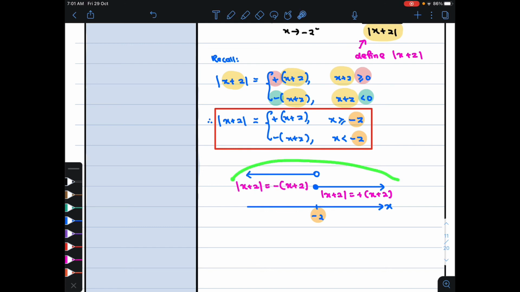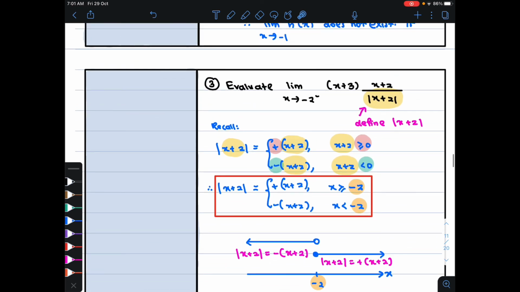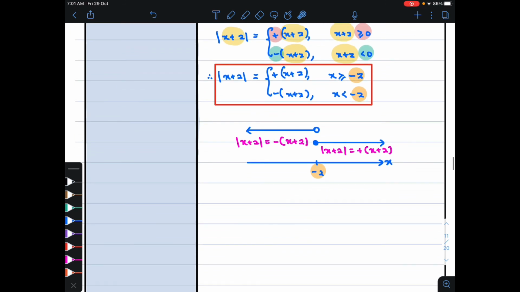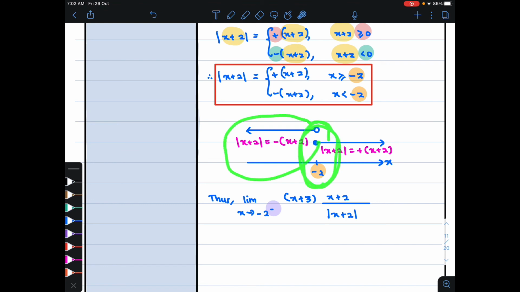And now we can use this information from this number line in order to evaluate our question. So copy down our question. We need x approaches -2 from the left hand side. At x equal to -2, from the left hand side, modulus x plus 2 is equal to negative (x plus 2). So we're going to change modulus x plus 2 to become negative (x plus 2).